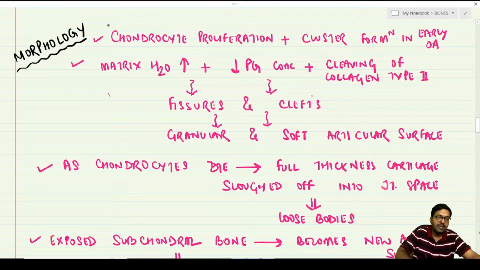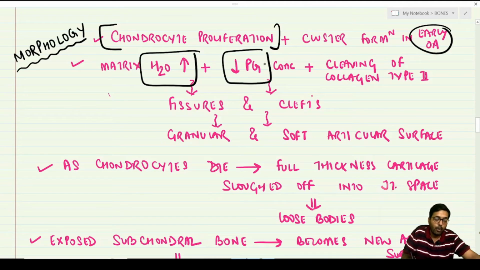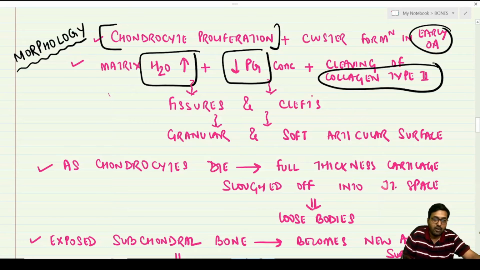Now, it is characterized, as I told you already, by chondrocyte proliferation along with cluster formation in early osteoarthritis. In the matrix, the amount of water increases, whereas the proteoglycan concentration decreases. And because of excessive release of matrix metalloproteinases, there is also breakdown of type 3 collagen. These all lead to loss of the extracellular matrix material, leading to the formation of fissures and clefts.